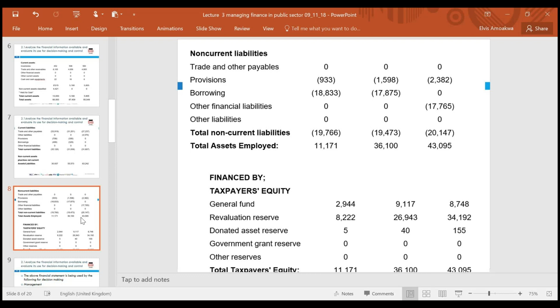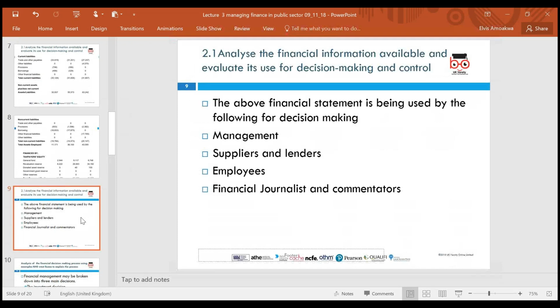Okay. So I'm just taking you through the balance sheet of NHS Works Assets, right? And then we have taxpayers' equity. Let's look at the analysis of the financial information available. So I've shown you the information which is now available, right? And we're going to use that financial information to make decisions.